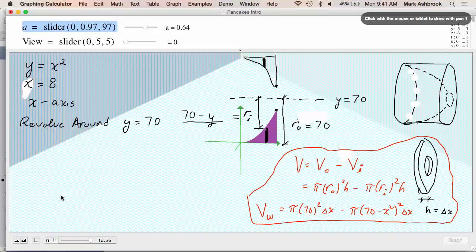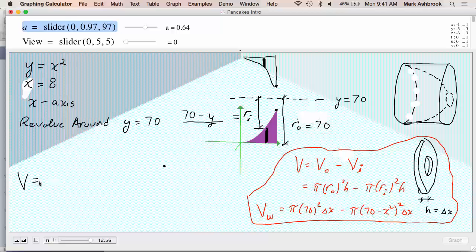Okay, now we're ready to set it up. Let me just write it down. So where's the first one and the last? The first one is that one that's almost all hole, right? That's at x equals 0. And the last one is this one way over here on the right. It's 8. So we'll just factor out the dx.